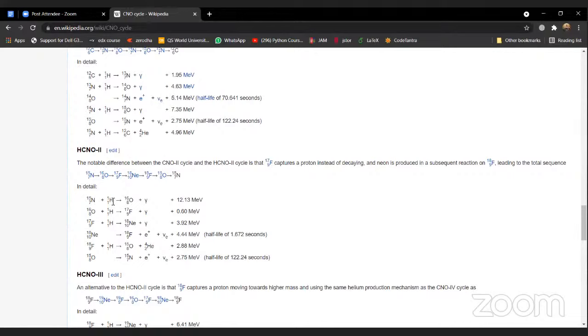So nitrogen captures this proton, and with release of gamma ray energy, an oxygen atom is formed. Then that will again capture a proton, then it will form a fluorine atom. The fluorine atom will, instead of decaying, capture a proton here. And this neon atom that is formed will decay. As you can see here, the half-life is 1.672 seconds. And then in the next step, the fluorine atom will capture a proton and helium is produced. Now, the reason this last step happens, as I said before, is to get back the nitrogen that was used at the start of the reaction.